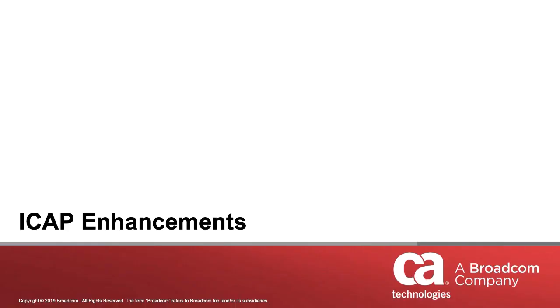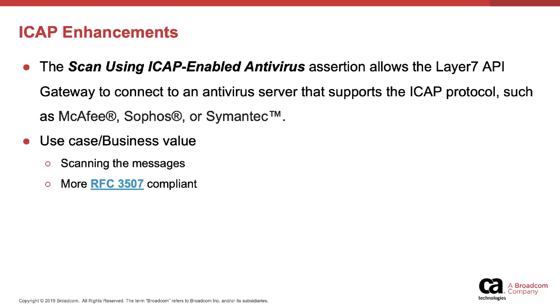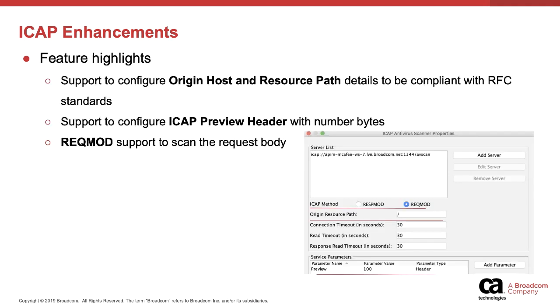The scan using ICAP-enabled antivirus assertion now supports request modification mode. The gateway can now also include preview data in the ICAP request that it sends to the ICAP server. This enhancement helps the gateway meet RFC 3507 compliance.